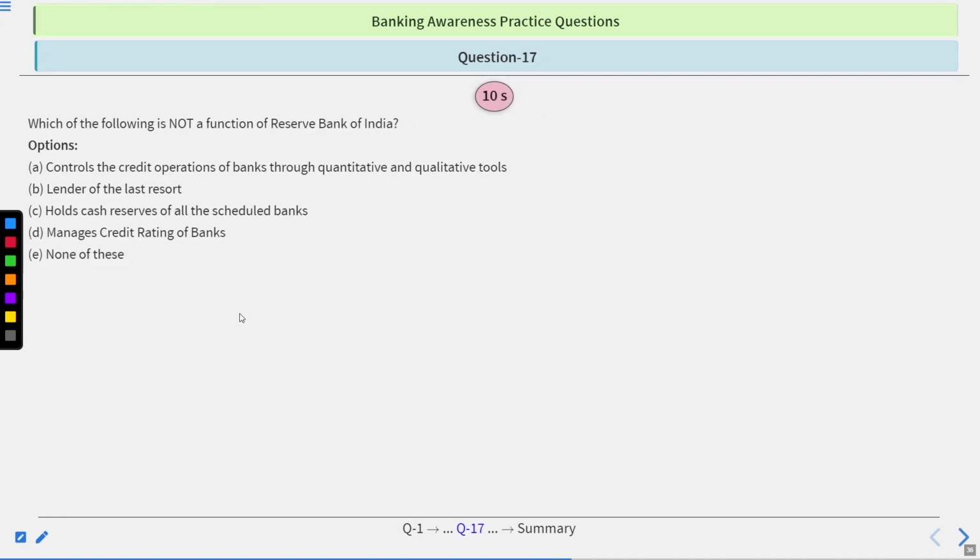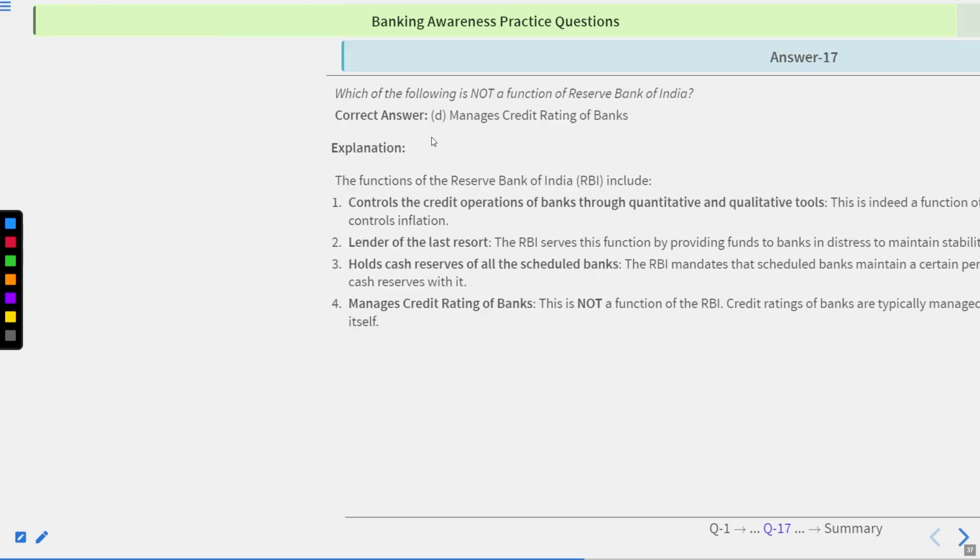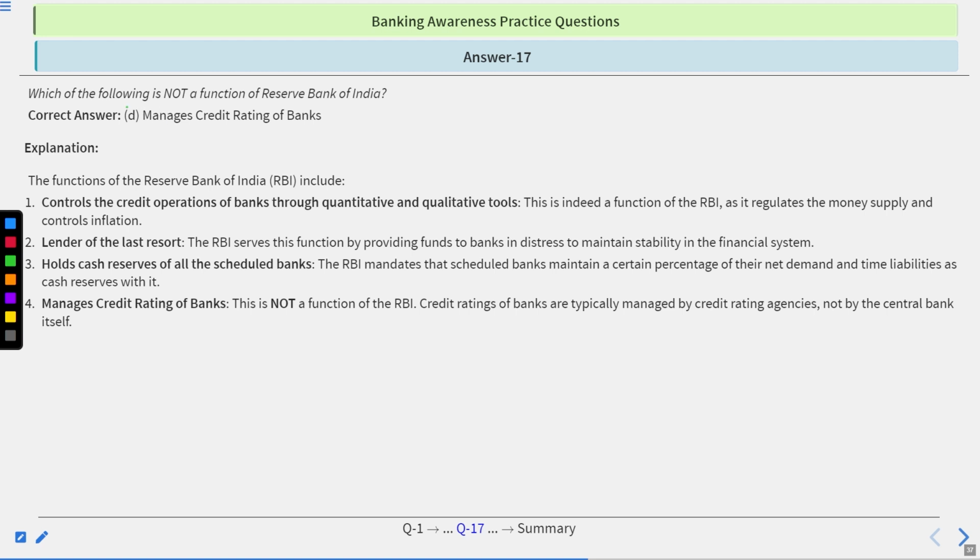Which of the following is not a function of Reserve Bank of India? Options are: controls the credit operations of banks through quantitative and qualitative tools, lender of the last resort, holds cash reserve of all the scheduled banks, manages credit rating of banks, none of these. Answer this, 10 seconds you have, time starts now. Time's up. Correct answer is D, manages credit rating of banks.